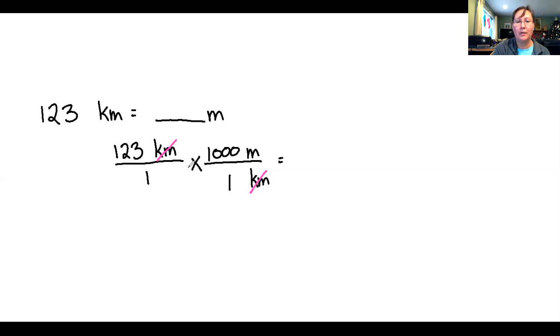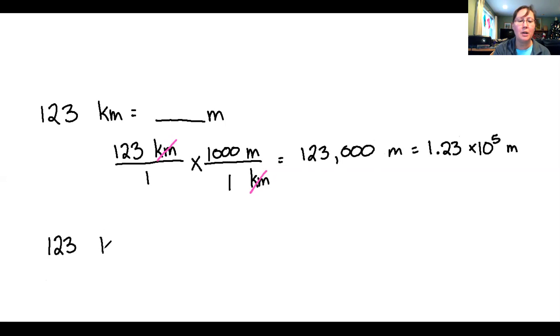That's 123 times 1,000, or 123,000 meters. Now, if I want to, I can also show that like this, and sometimes it makes sense: 1.23 times 10 to the 5th meters. Great. Well, let's say though that I want to go farther. Let's say that I want to go with my 123 kilometers, and I want to know how many millimeters that is.